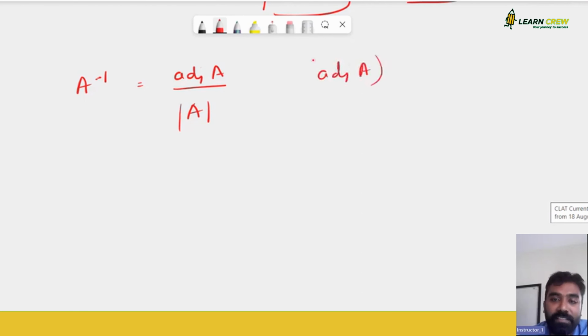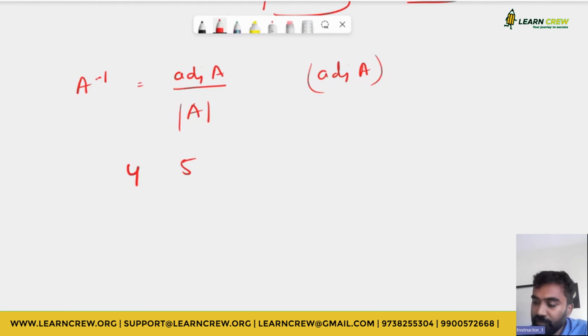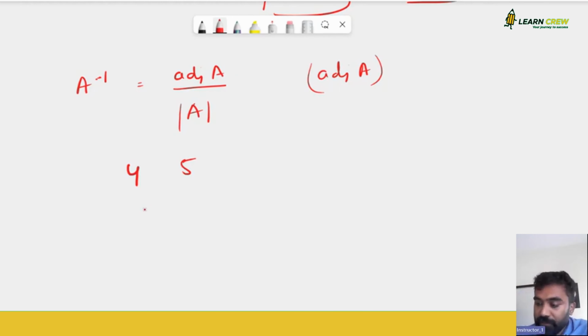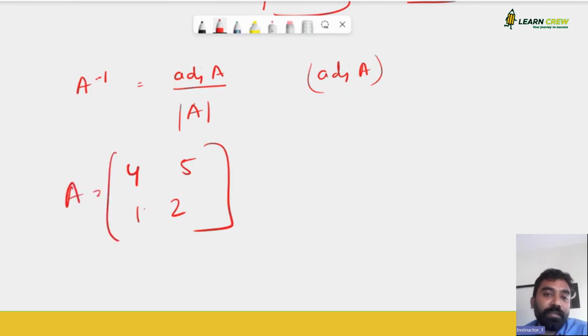Let us also see the adjoint of A. Just a minute, guys. Okay, so the adjoint of A. I'll just take it up with an example. Let it be something like 4, 5 and 1, 2. This is A, the given example for A.